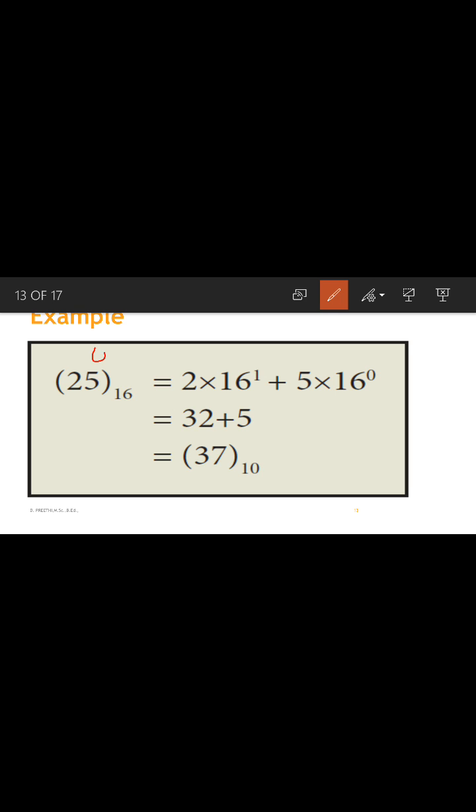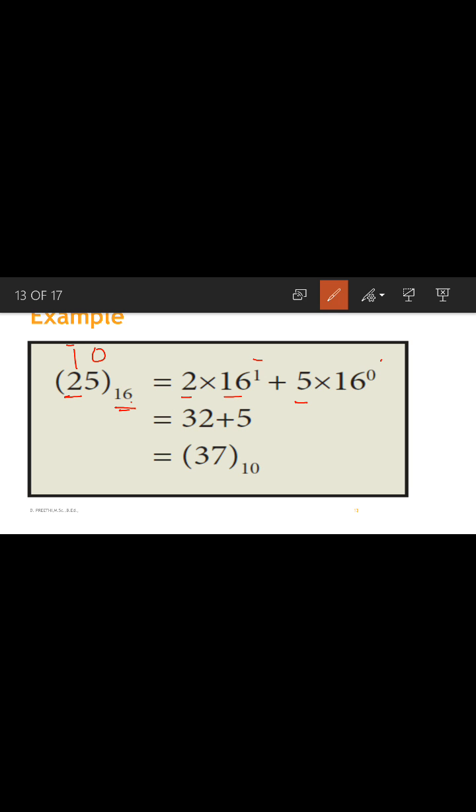So for 5 the power is 0, for 2 the power is 1. So its base is 16. So the power is to the 16 only we have to write. So first we have to take the first digit 2, then into the base value 16 and we have to give the power. So this 1 will be coming here. So 2 into 16 power 1, then plus 5 into 16 power 0.